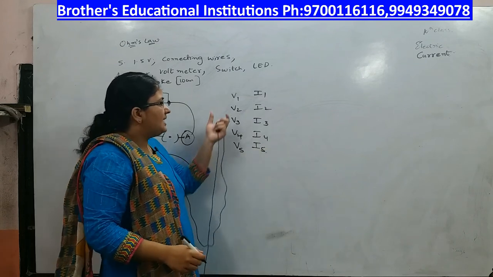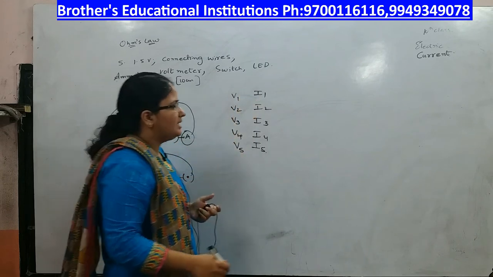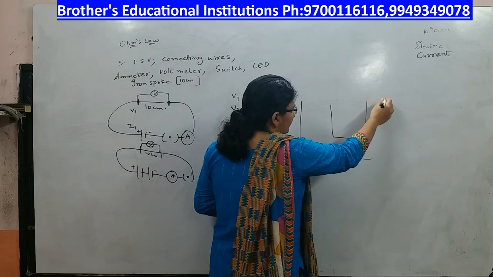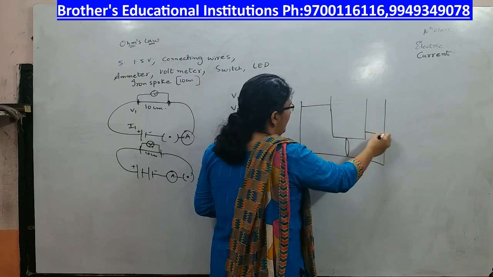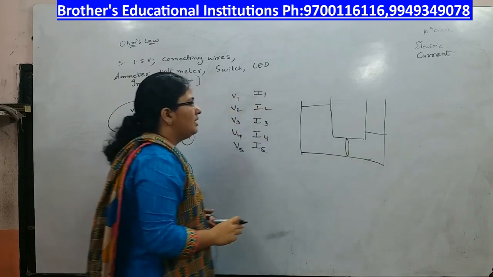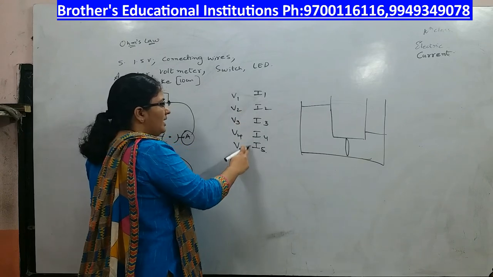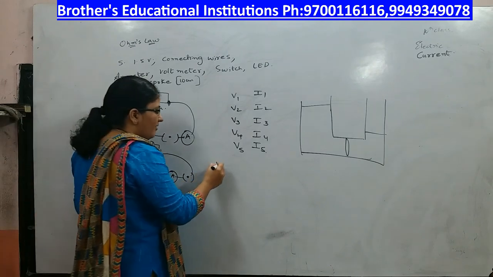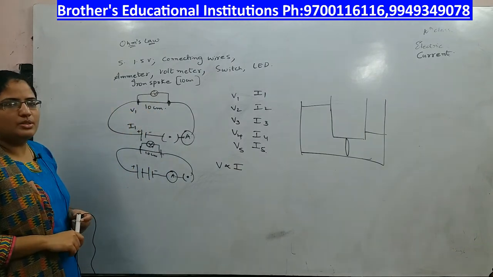Now as you are increasing the potential difference, you will notice that the current flowing also increases. Why does it increase? Now imagine two water tanks like this, which are separated by a pipe. As the level of water increases, the water flowing through this pipe also increases. So here, as you are increasing the potential difference, the current also increases in a similar manner. Now you will observe that V is directly proportional to I. This is called Ohm's law.